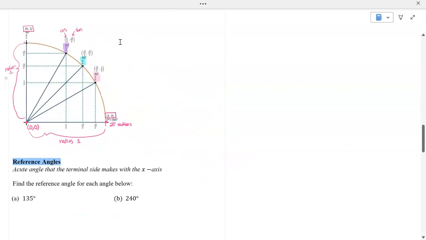Okay, so what I'm going to do right now is stop this screencast and then we'll start another one with the rest of the notes.